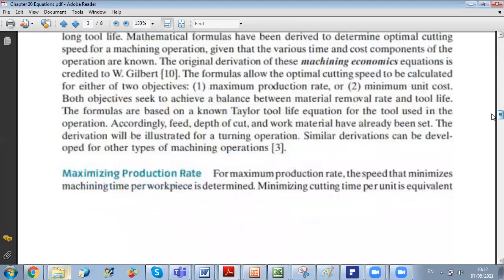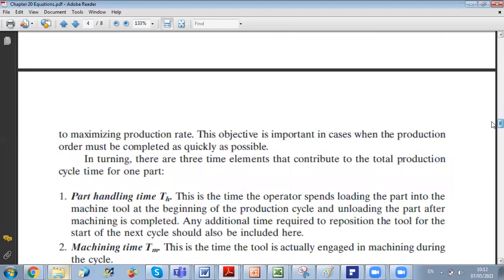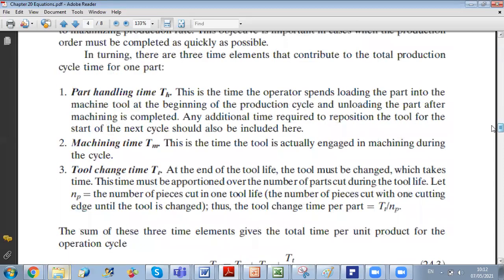In order to do this, we should understand what are the different steps in machining that will affect the time of production. Because if you want to maximize the production rate, you want to minimize the time required per unit product. And the time required per unit product can be divided into several steps.